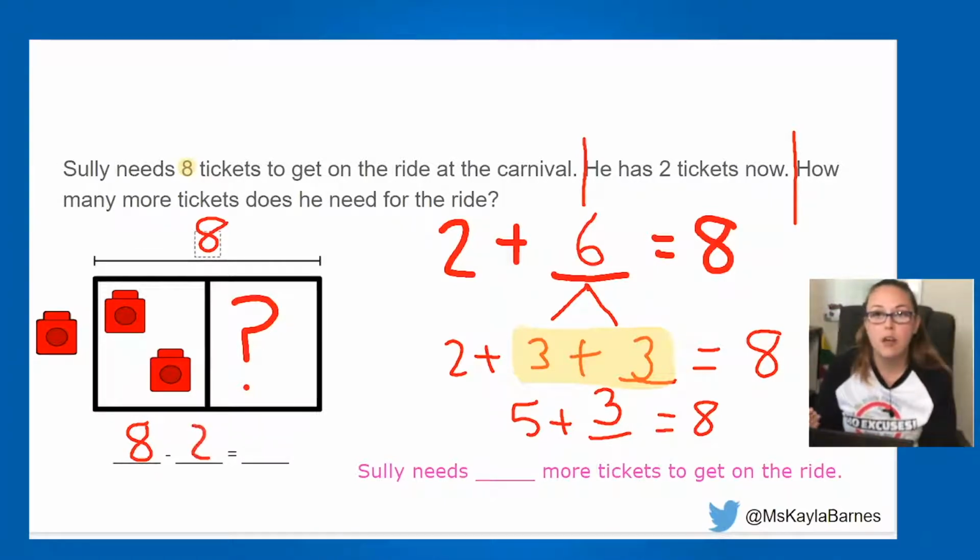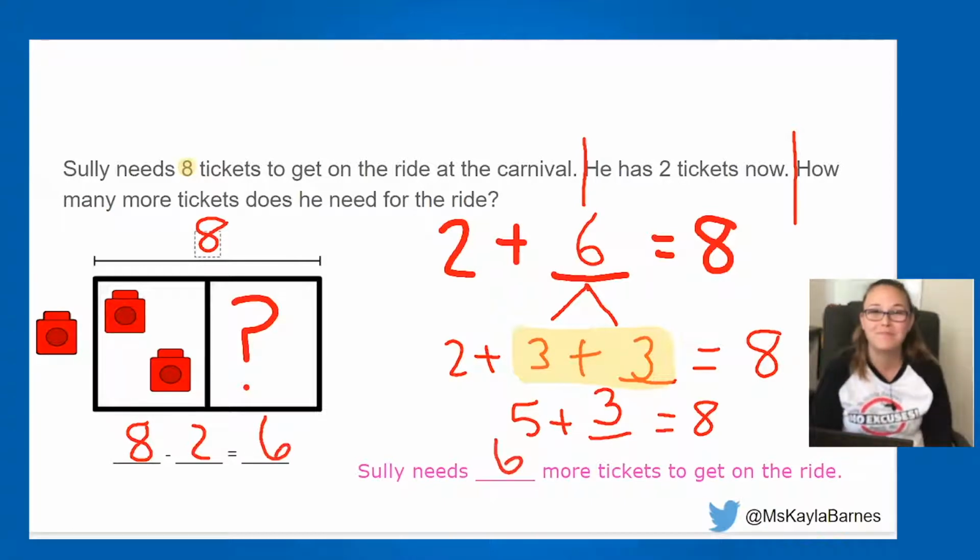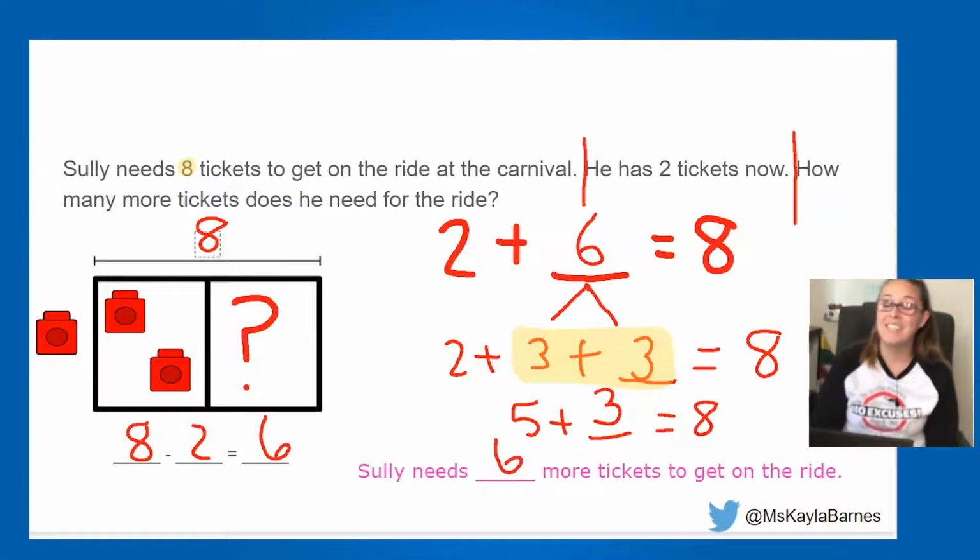So we've already solved this subtraction sentence by creating our addition on the right side of your screen. So we know that 8 minus 2 equals 6. And that Sully needs 6 more tickets to get on the ride. Great job. Take a quick break and a deep breath, and we're going to get started on problem number 2.